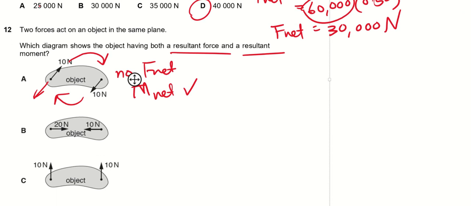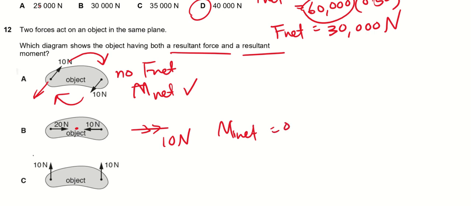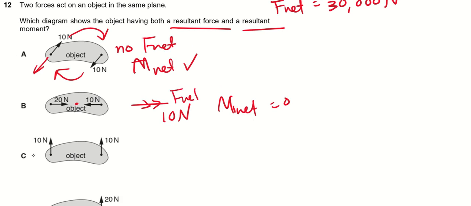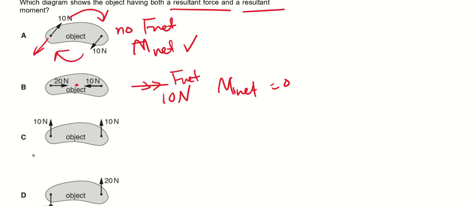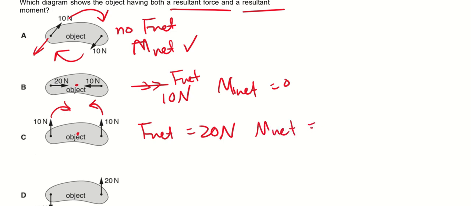How about B? 20 and 10, so there's F net of 10 Newton. But let's say this is sort of the center, then M net is 0. Okay, so there's resultant force F net. How about this? There's going to be F net of 20 Newton. But because this is, let's say, the center, it's going to be clockwise. This is going to generate an anti-clockwise. So therefore, M net is 0.